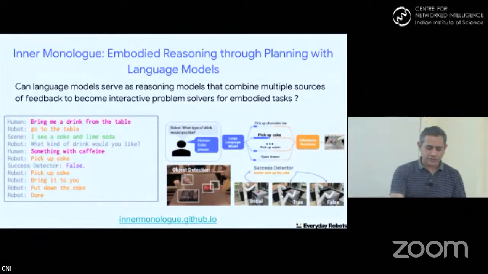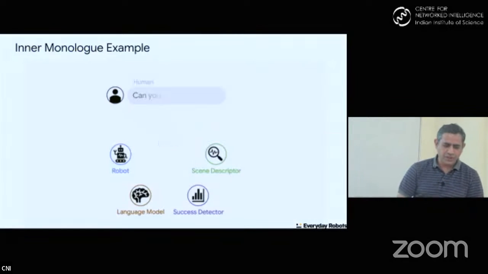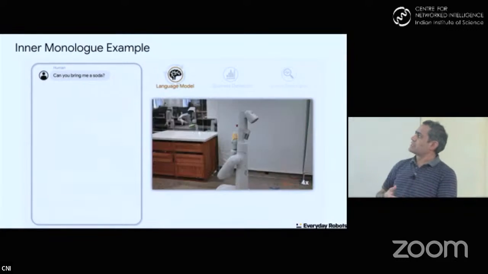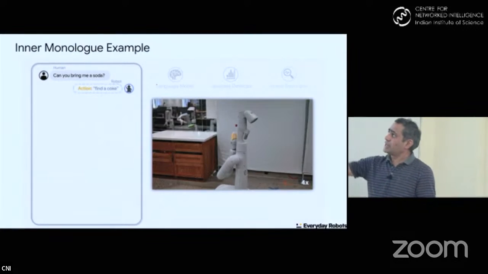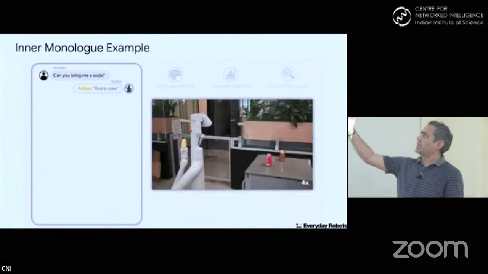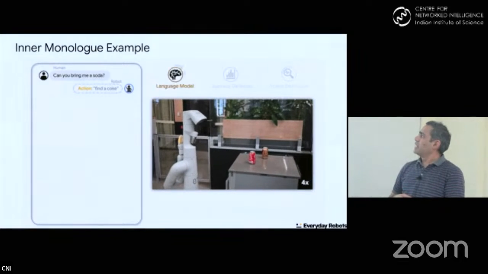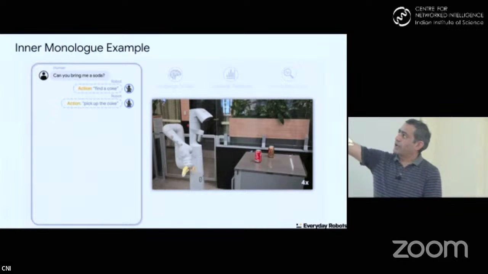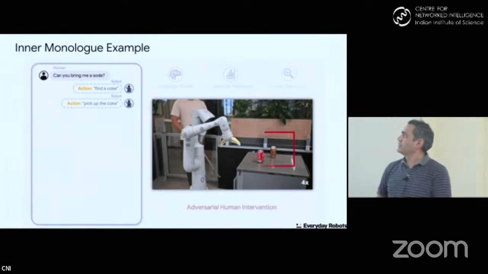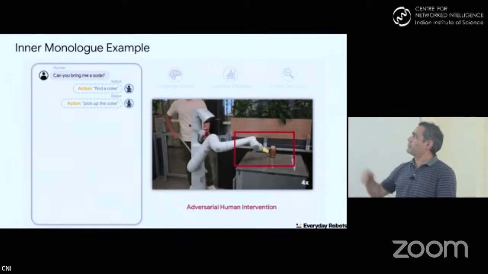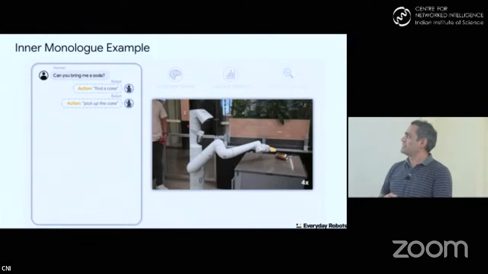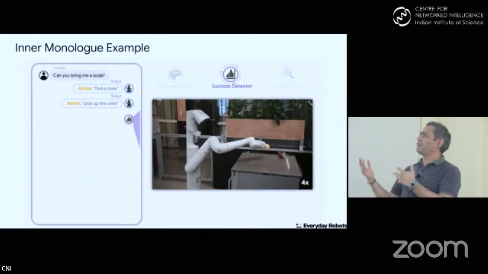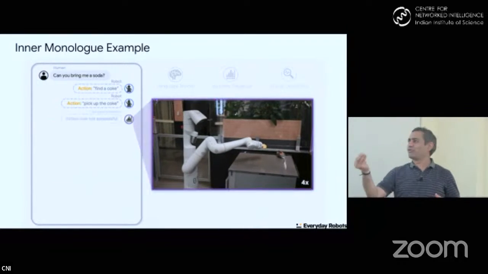For example, in this kind of setup, the human can say, "Can you give me a soda?" And the language model says, "Yeah, I can find a Coke." And it actually tries to get the Coke. The language model suggests pick up the Coke. But now there's a human disturbance, and the Coke is gone. This simulates a dynamic environment.